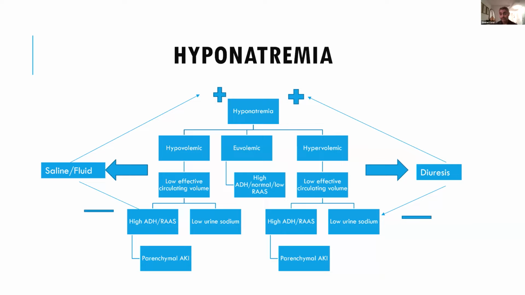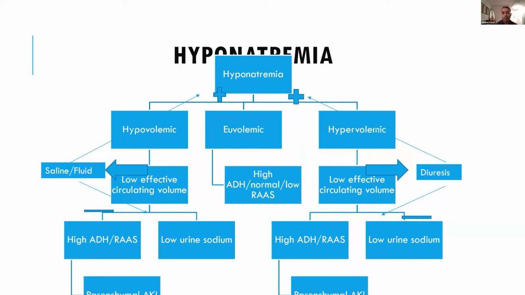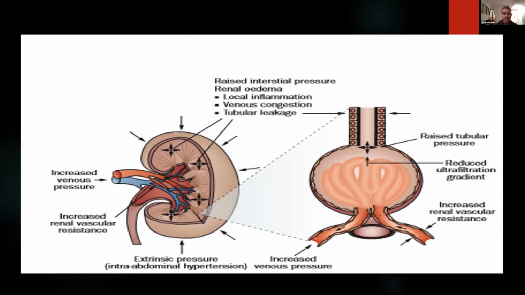Now, the management is completely different as well, right? So on the left, if you have the hypovolemic, you're giving them crystalloid. On the right, you're diuresing these patients, right? So the management is completely different. That's why it's so important to be able to tell the difference there. Now, I'm going to get into some cases, but I really want to discuss the physiology of what's going on here as well.